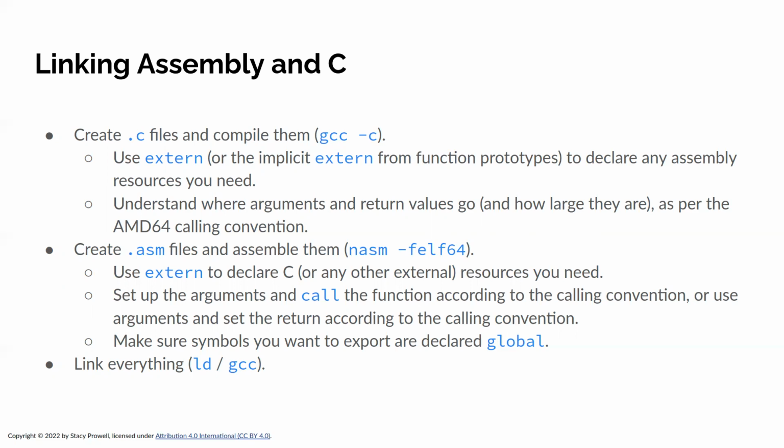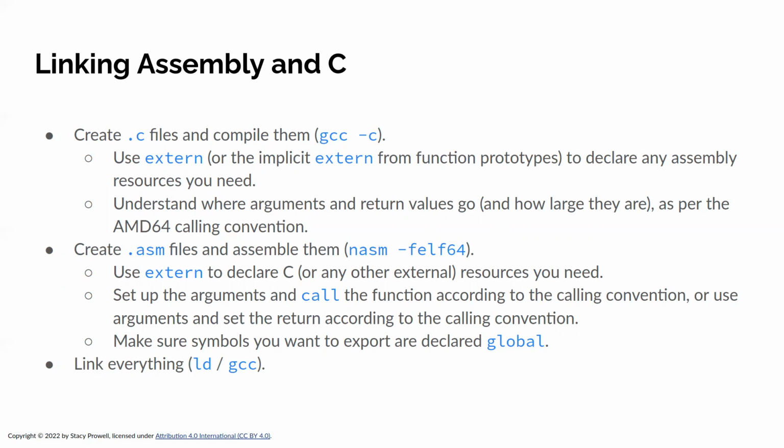Then I create the assembly files and assemble them. That gives me more .o files, right? Everything just ends up being a .o file. In my assembly, I can use extern to declare C or maybe other assembly things I need that aren't in that file. And I set up arguments. If I want to call something in C from assembly, I set up the arguments according to the calling convention. And then I just call the function. That's normally going to work.